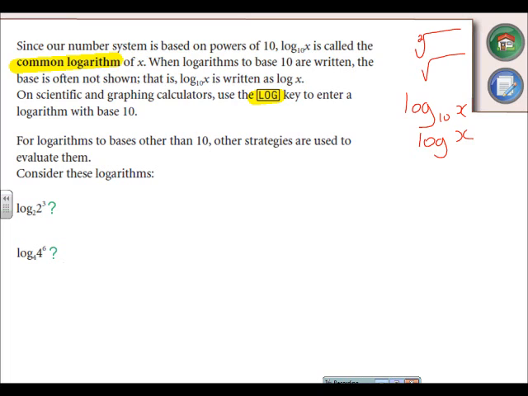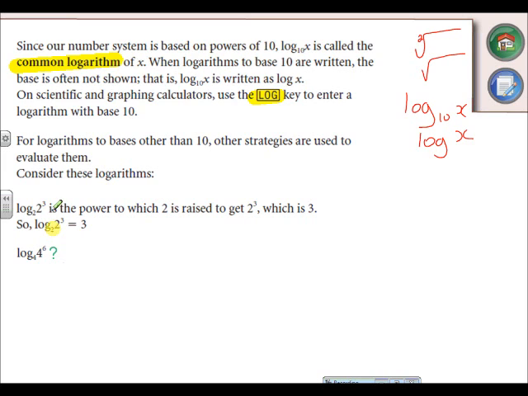So if you're trying to solve a log problem and it's base 10, you can use your calculator and get the answer. However, if you have other bases other than 10, you've got to use some other strategies. For instance, log base 2 of 2 to the 3. Okay, we've kind of looked at this. We use base 10 though. And what we're saying is the power to which 2 is raised to get 2 to the 3 was 3.